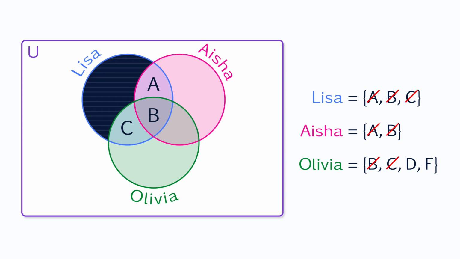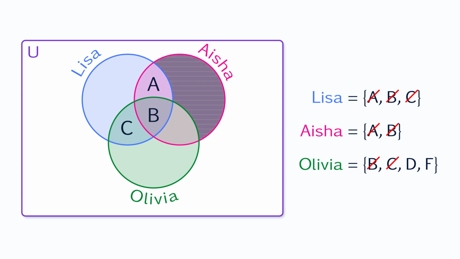What about this region? All the elements in Lisa's set have a slash through them, so there are no elements to move to this region. This part of Lisa's circle, therefore, stays empty. The same goes for this region of Aisha's circle. This region will contain no elements. The two elements are already present in the region of the intersection of Lisa's and Aisha's circles.